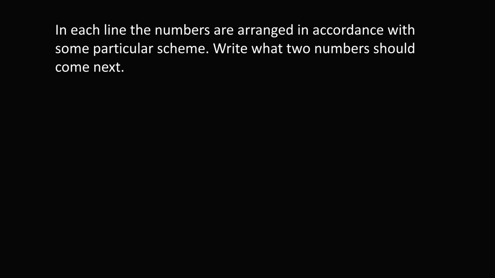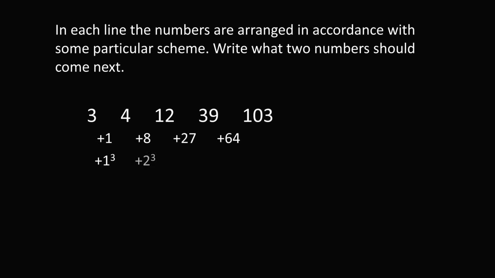Here's another number sequence. This one was much harder. 3, 4, 12, 39, 103. So I studied this pattern for a while, and I eventually thought to look at the differences of numbers. So from 3 to 4, we have a difference of 1. 4 to 12, we add 8. 12 to 39, we add 27. And 39 to 103, we add 64. So we are going by different cubes. We have 1 cubed, 2 cubed, 3 cubed, and 4 cubed.